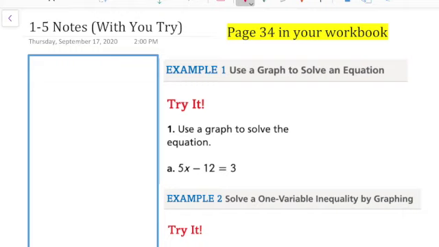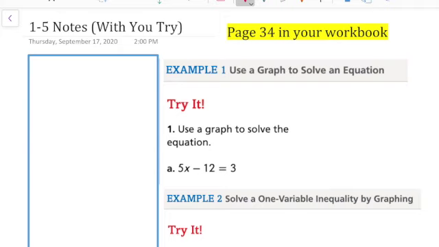This section should be fairly easy with the use of Desmos, so make sure that you have access to Desmos. But it's very important because we will use it every single unit from here on out. It's going to make solving equations so much easier.